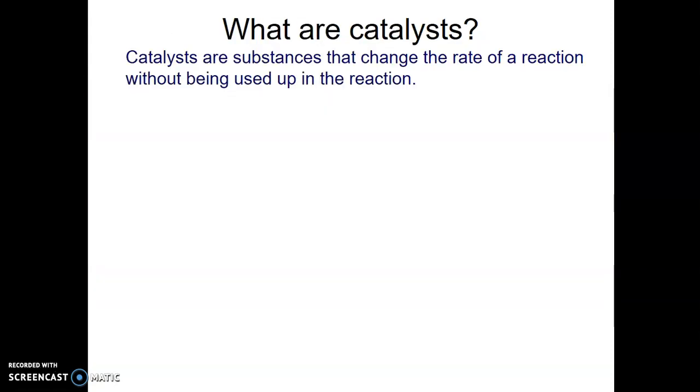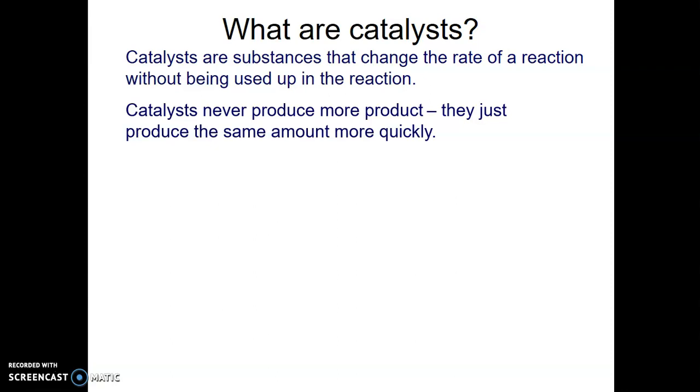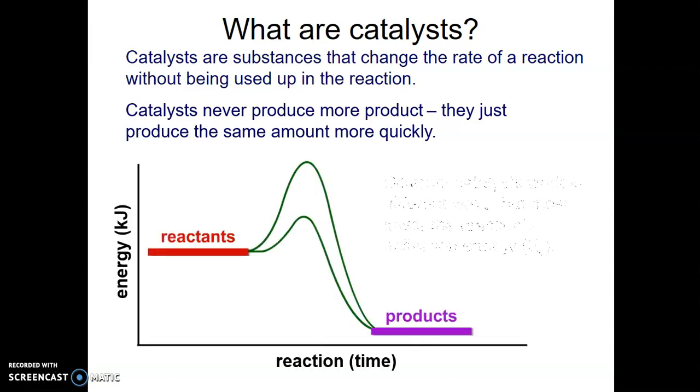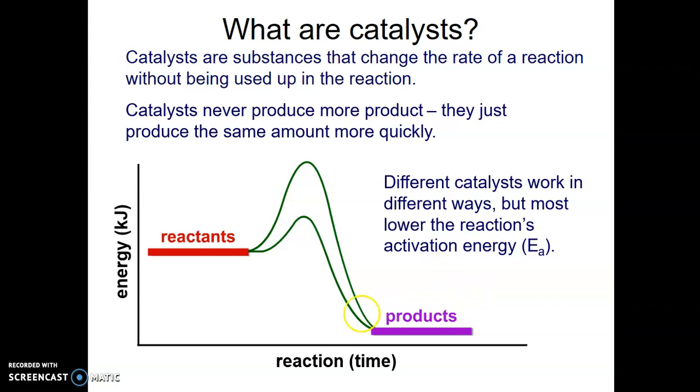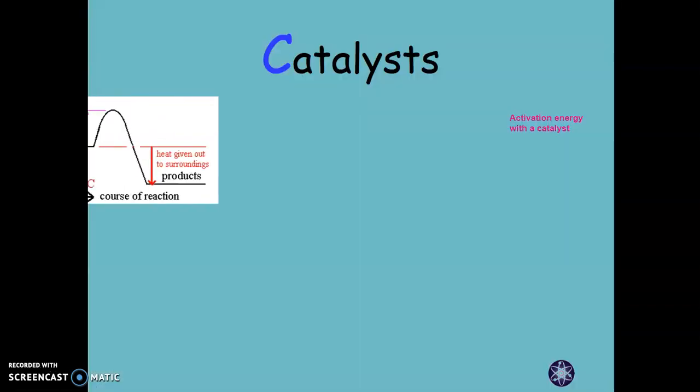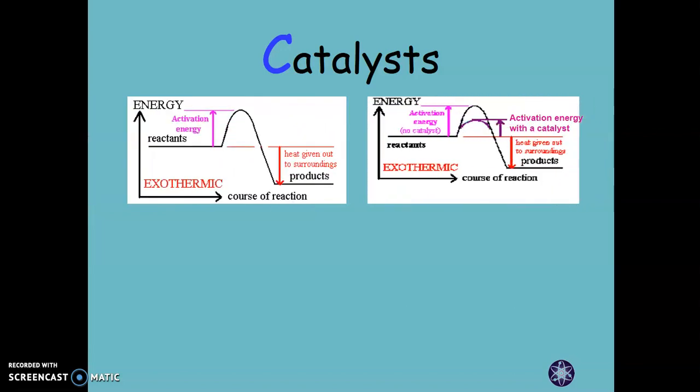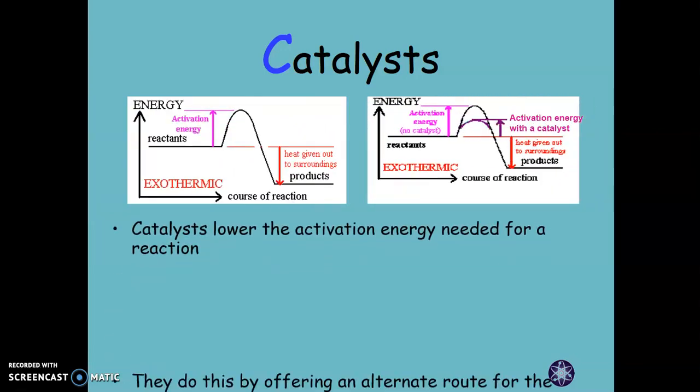And the last one is catalysts. Catalysts are substances that change the rate of reaction without being used up in the reaction. So they never produce more product, they just speed up the reaction so it happens more quickly. The way they do that is by lowering the activation energy. This is a reaction without a catalyst. It requires this much energy for it to take place. With a catalyst, the activation energy is much lower, so far more collisions will happen at or above that activation energy.